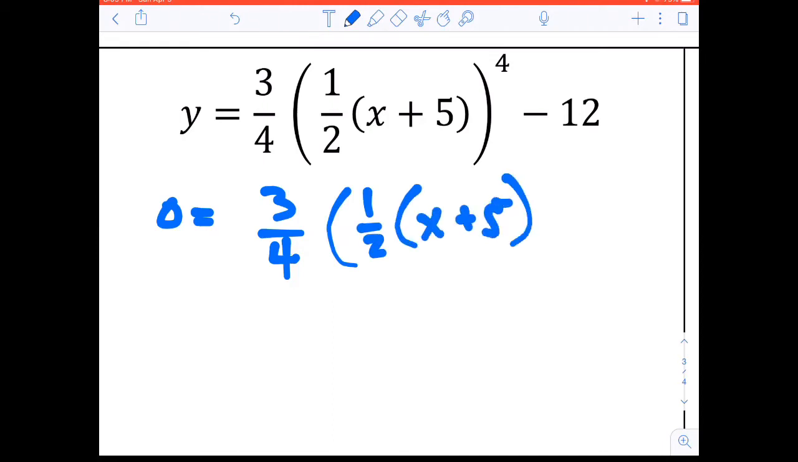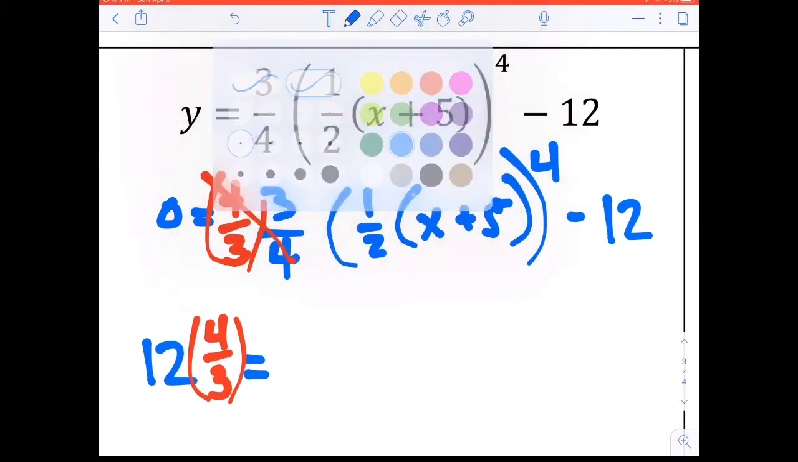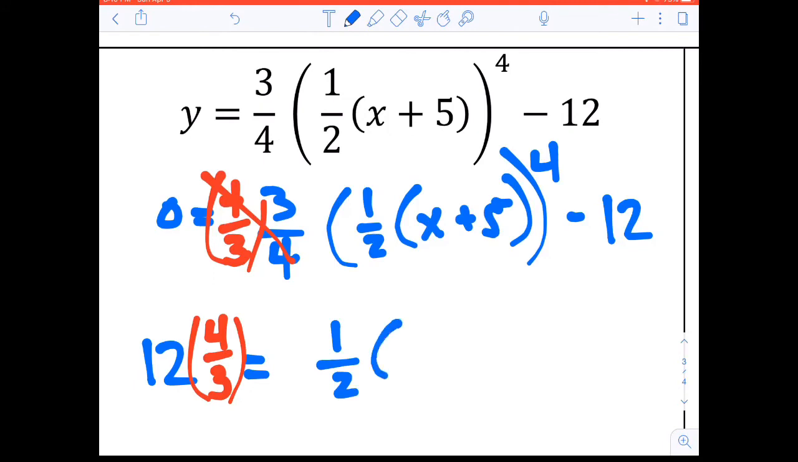I'm going to bring 12 over to the other side, and when I bring 12 over to the other side, it becomes positive. And then I have this 3 over 4. In order to get rid of that 3 over 4, I can multiply by its reciprocal. Multiply by 4 over 3 on both sides. Right, it's like multiplying both sides by 4 over 3 because they'll cancel out. That'll leave me with all of this to the power of 4.